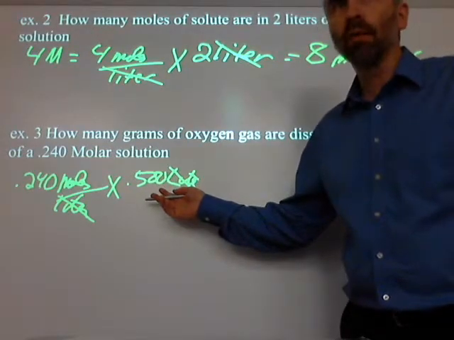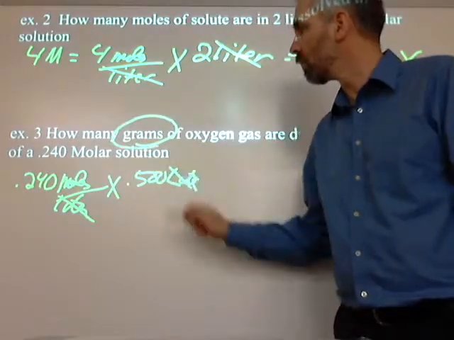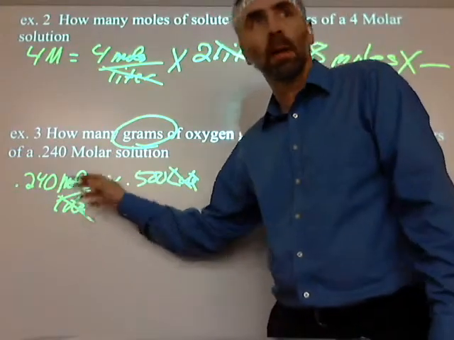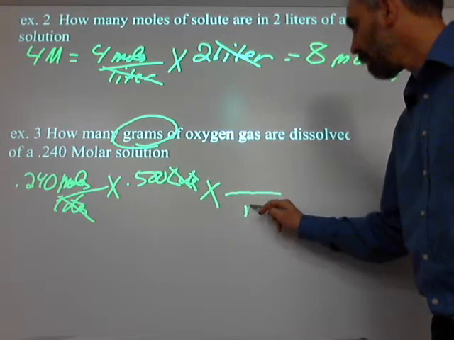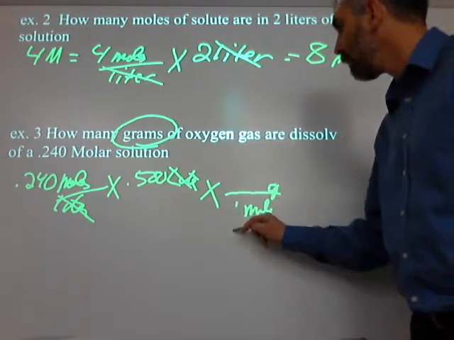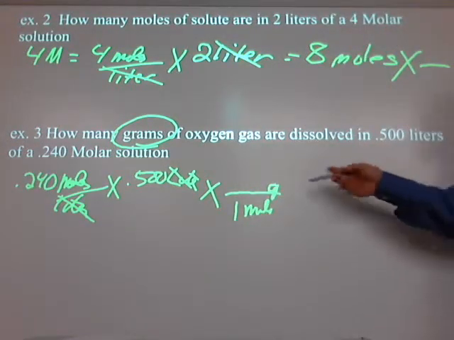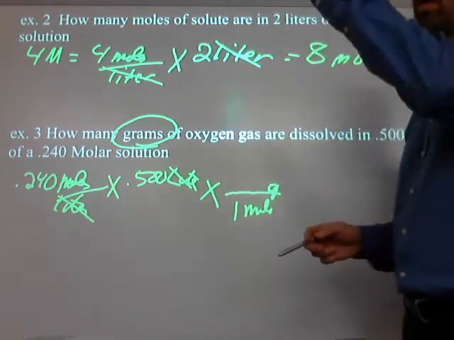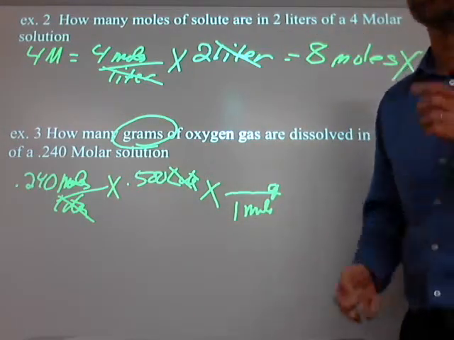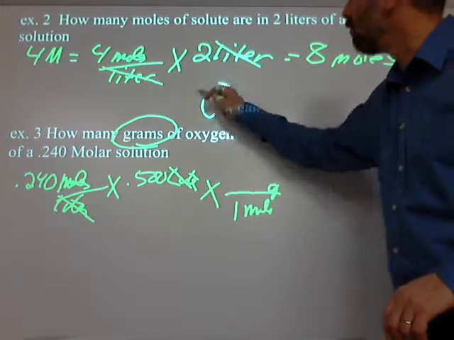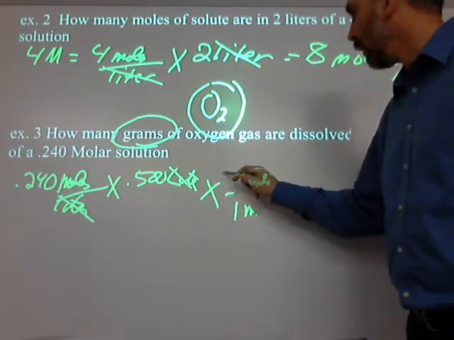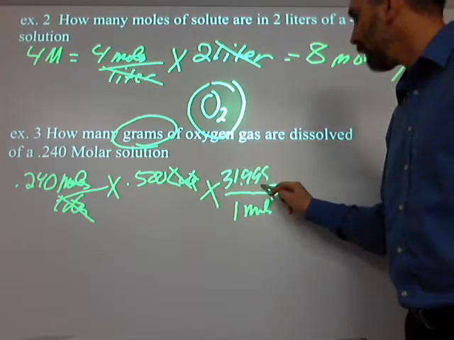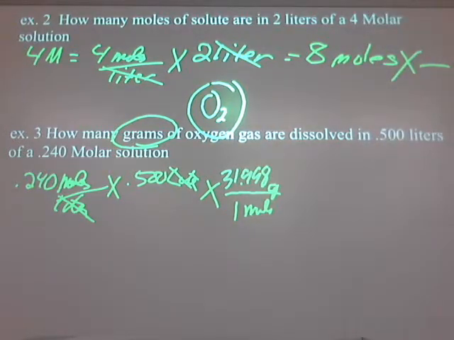Do I have what I want at this point? No, the question asked me for grams. So I now have gotten rid of liters. I'm in moles. What will I do? Moles in the bottom, grams in the top. 1 mole contains the mass of oxygen, which we all know is what? 15.999, right? No. Because now it is oxygen gas. Oxygen is diatomic, and it would be 31.998. And you multiply it by 2.